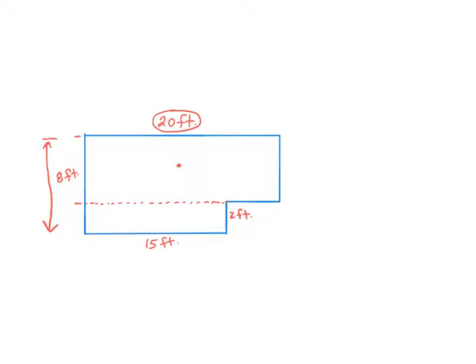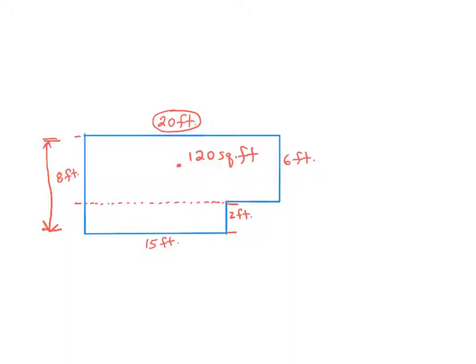But I do know that this distance from here to here is 2 feet, and that this distance from here to here is 8 feet, which means that this must be 6 feet long. So the area of that top rectangle, which is 20 by 6, must be 120 square feet. And I'm going to write that in there.